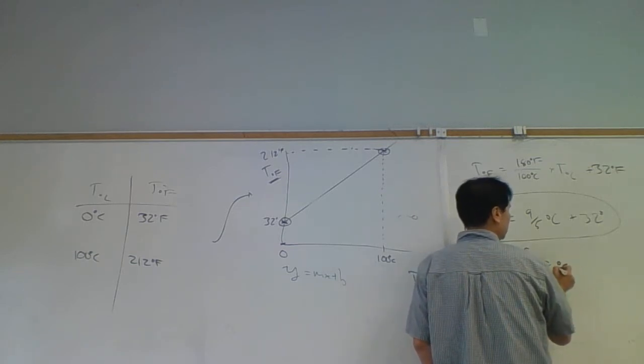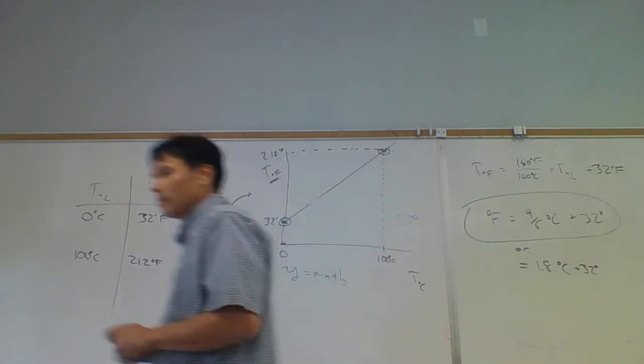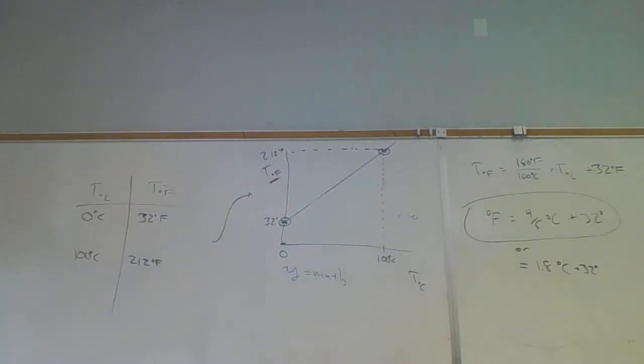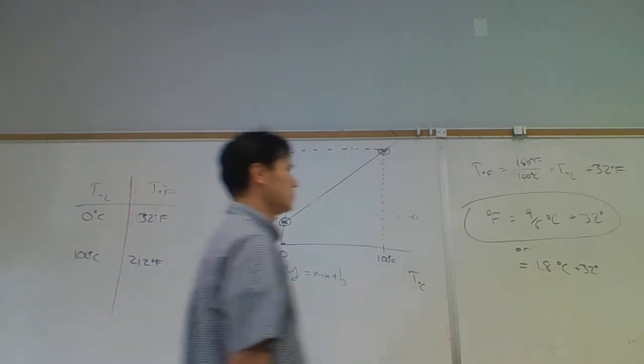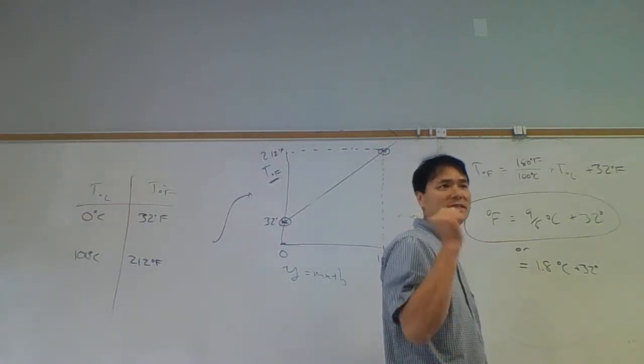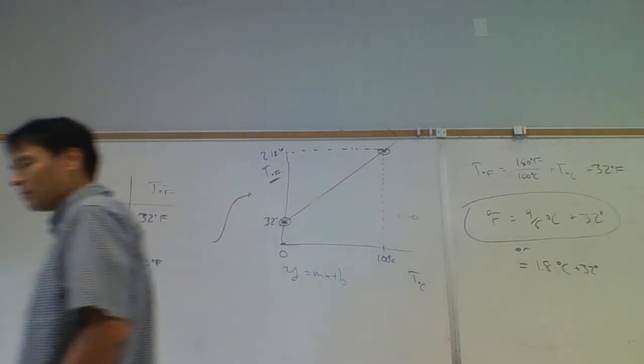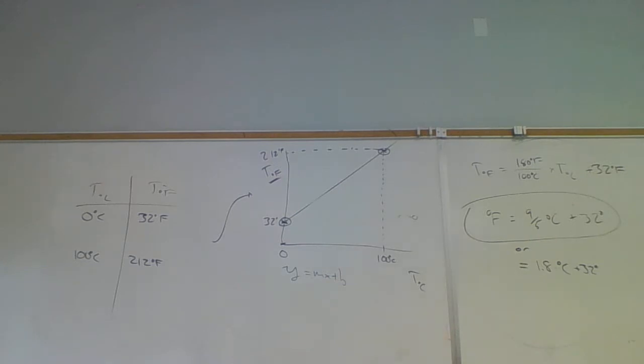Or 1.8 times the degree C plus 32 degrees. And so this is the equation that we memorized here. I usually just memorize this one. Do you really have to have it memorized? Is this easy to derive? This equation is easy to derive. You don't even have to memorize it. You do the derivation really quick. This is an empirical equation.